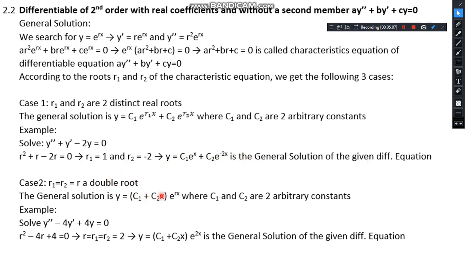And if it's a double root, this will be the result: y = (c1 + c2 x) e^(rx). Let us take this one. If you have it of that form, ay'' + by' + cy = 0, it can be written as we did here, but no need to repeat it. r^2 - 4r + 4 = 0. So here I have a double root, which is 2. So y = (c1 + c2 x) e^(2x) is the general solution of this one.